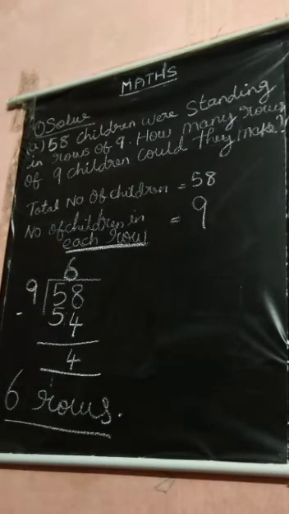The question is given. 58 children were standing in rows of 9. How many rows of 9 children could they make? You are going to find out. Total number is given. Number in each row is given. So you are going to do the division. 9 sixes are 54. After subtracting, you get the remainder 4. How many rows of 9 children could they make? 6 rows.